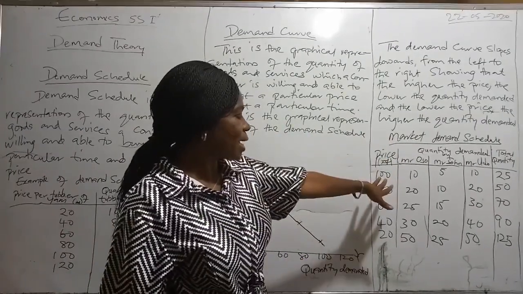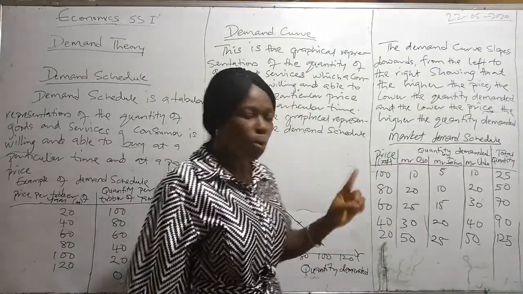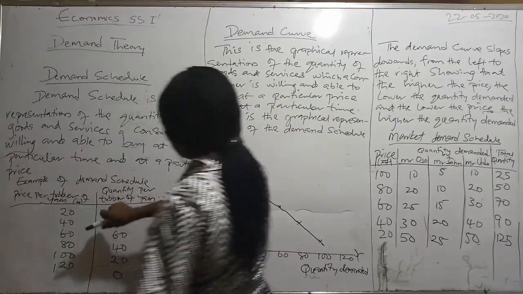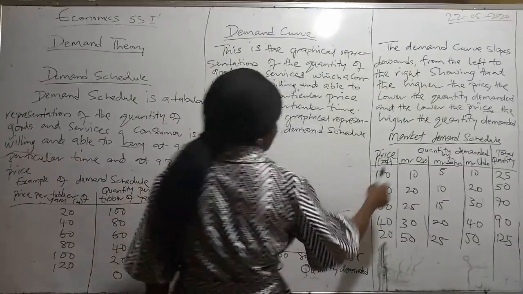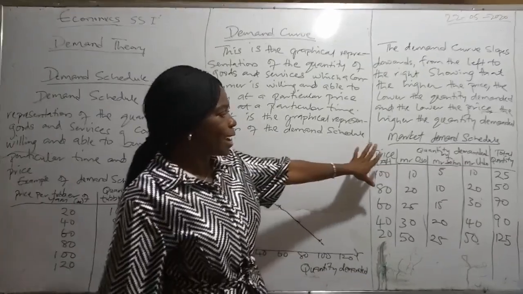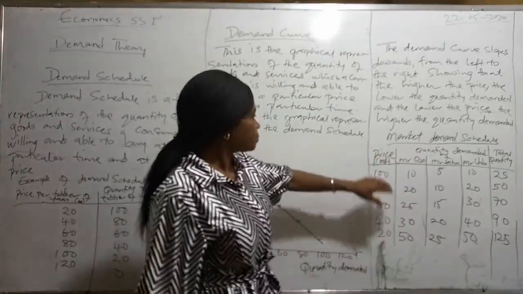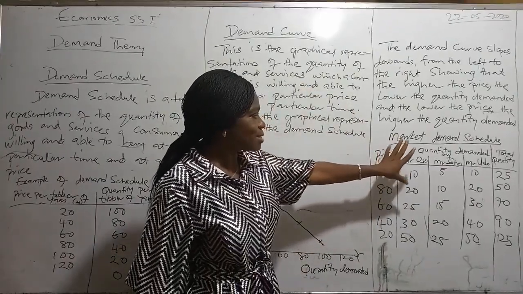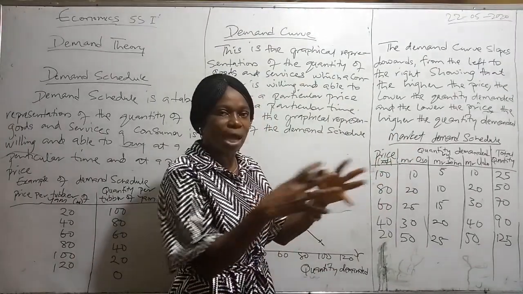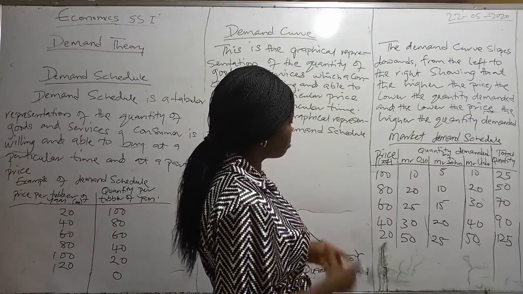You can see the market demand schedule. The first schedule has only one consumer buying the product, but here we have different consumers, and so we want to bring them together, just like we have told you that the market demand schedule is the total of all the demand or market demand.